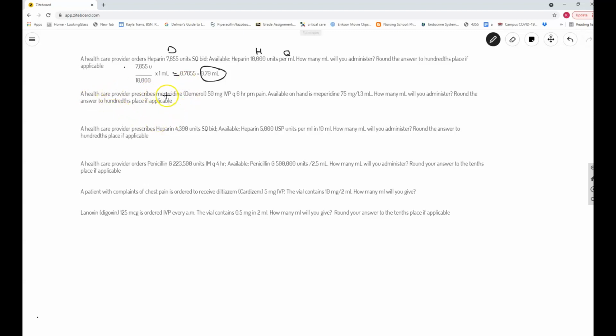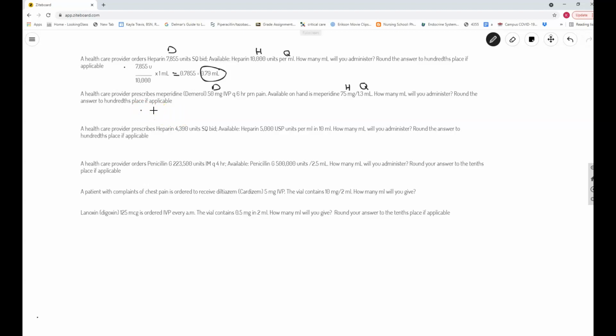A healthcare provider prescribes Meperidine, Demerol, 50 milligrams. So is that my desired? That's my desired. IV push every 6 hours PRN for pain. Available on hand, so when I go to the MedPyxis or the pharmacy or wherever, I have 75 milligrams per 1.3 mils. Okay, how many mils will I administer?